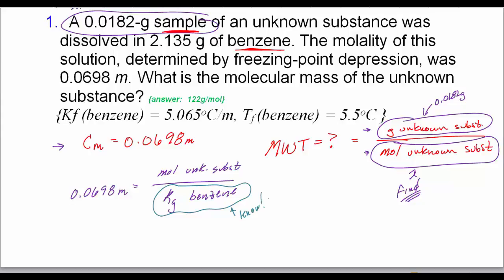Let's substitute in for it, solve for moles of unknown, and then bring it in over here. Right? Let's try it. So we'll have 0.0698 has to equal moles of my unknown divided by kilograms of benzene. It's going to be 0.002135.